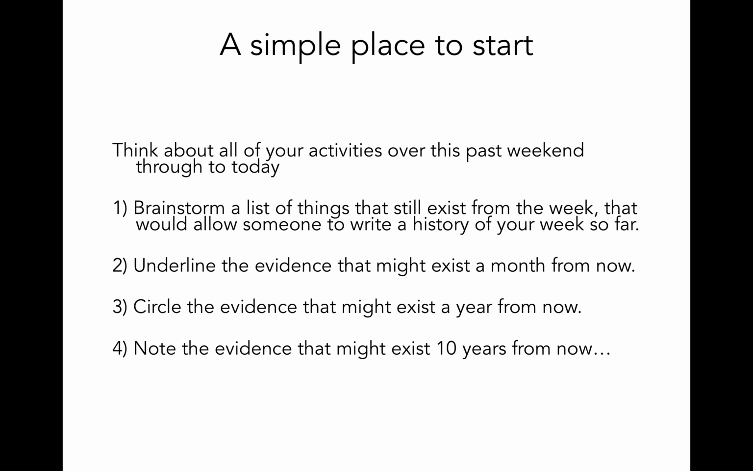So you have them make a list, and you underline the things that might exist a month from now. Circle the things on that list that exist a year from now. Note the things that might exist 10 years from now. And what you're helping kids do is to understand the sort of impermanence of the moment and the difficulty in trying to recreate the moment the next day or a month from now or in a year or in 10 years. And they start to see that things disappear.